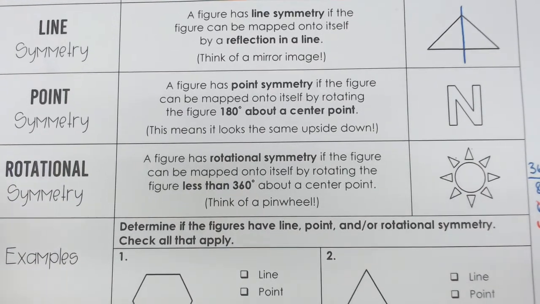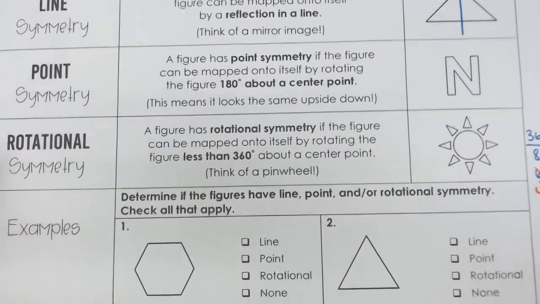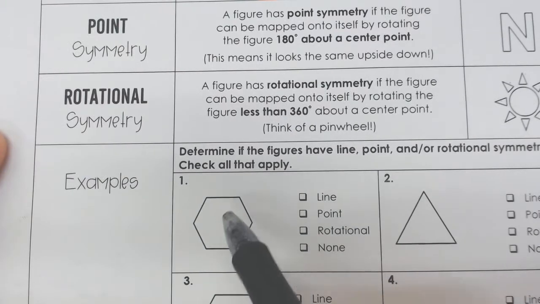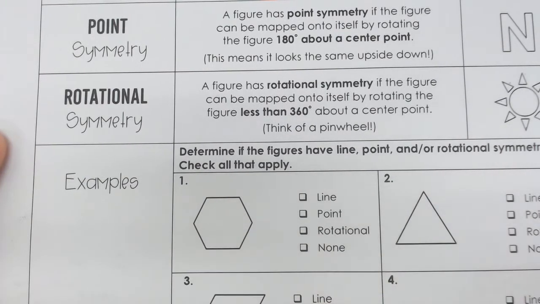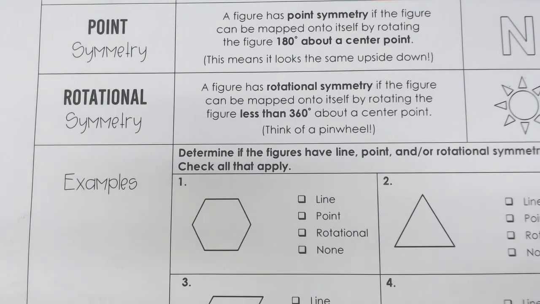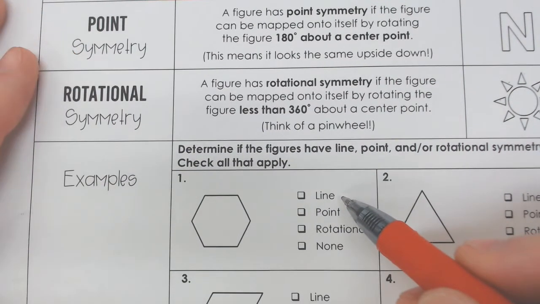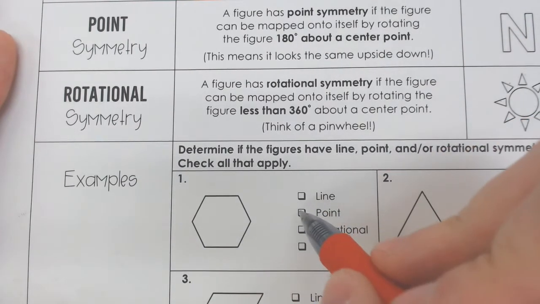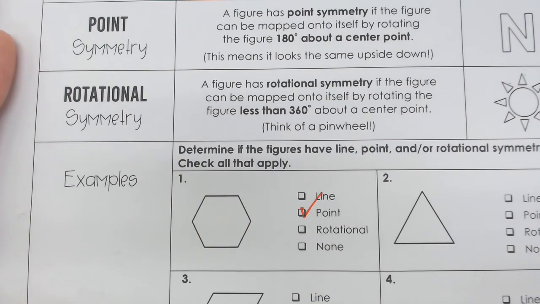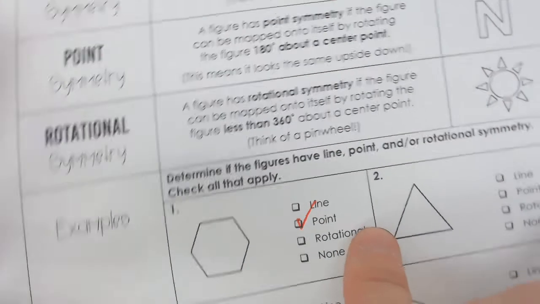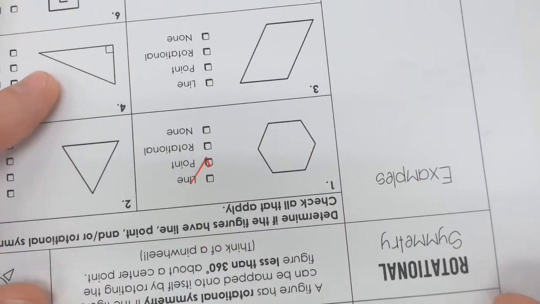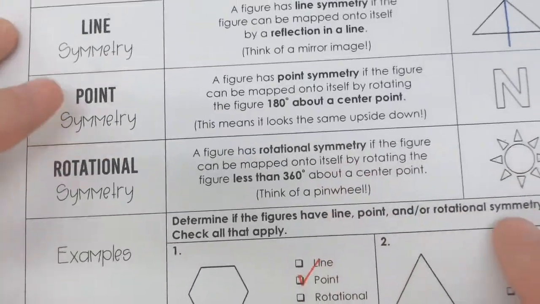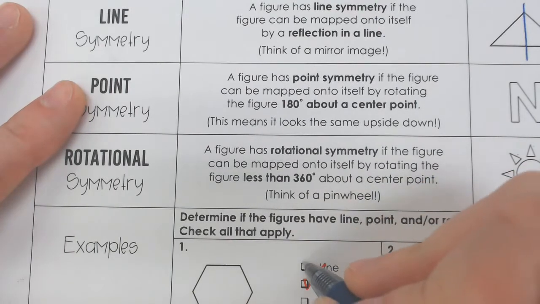So we're going to do a few practice problems, and then we're going to be done. So we got a hexagon here. A hexagon has 1, 2, 3, 4, 5, 6 sides. And the amount of sides oftentimes is a clue as to how many lines of symmetry it may or may not have. This, of course, definitely has point symmetry. We're going to check that box right now. It definitely has point symmetry, and that is because we could flip it upside down and get the exact same thing. It definitely has line symmetry.